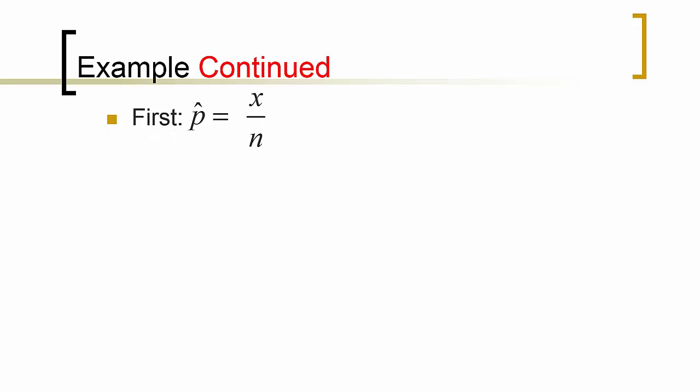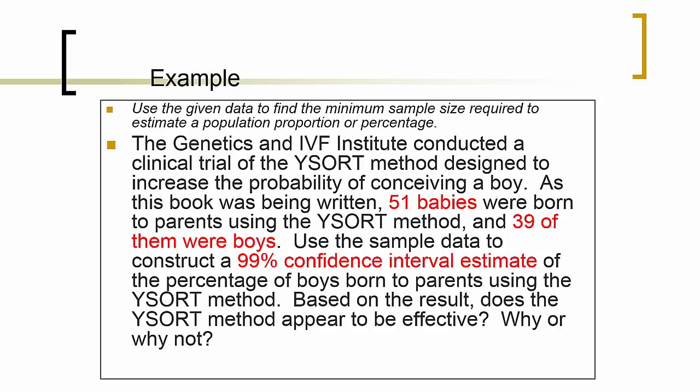Okay, so first, p-hat is estimated by x divided by n. They did not give us another percentage in the problem, but they did give us two numbers to divide. So let's backtrack and look at what those two numbers were. We have 51 total babies, and it says 39 were boys. So I'm going to do 39 divided by 51 to estimate the percent of boy babies born in this study. 51 is going to be n. And then the 99%, that's our confidence level, and that's going to give me my critical value z.